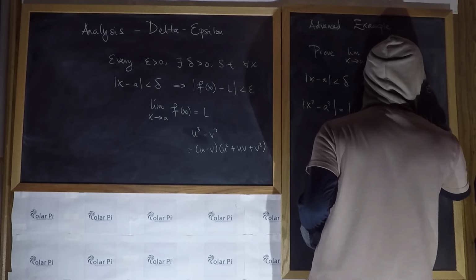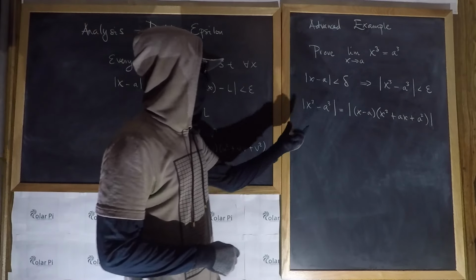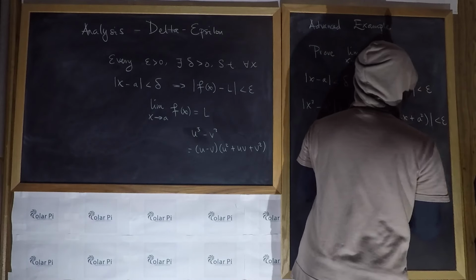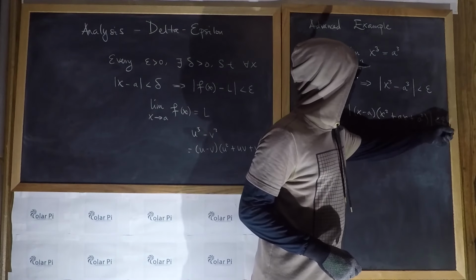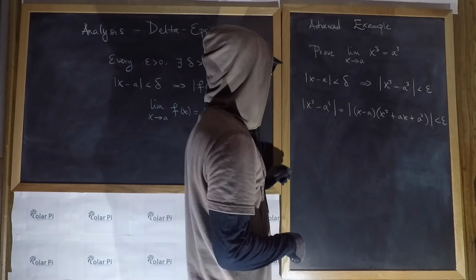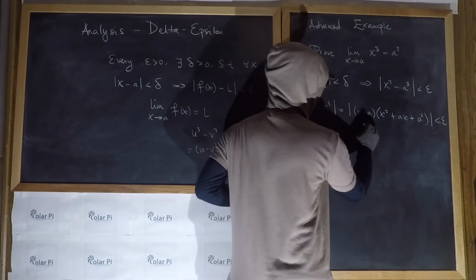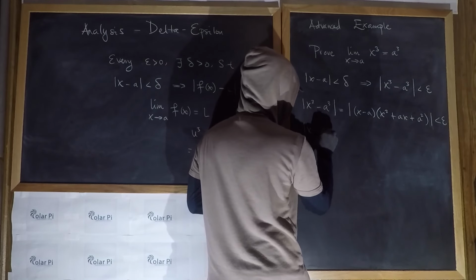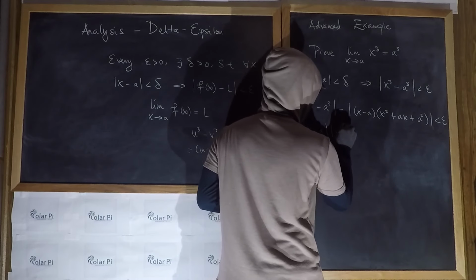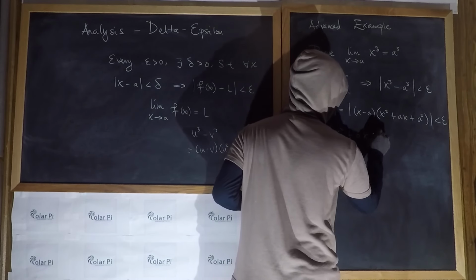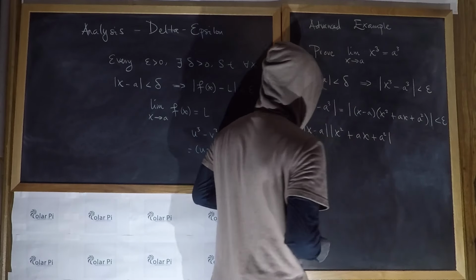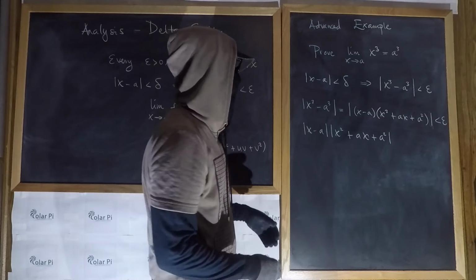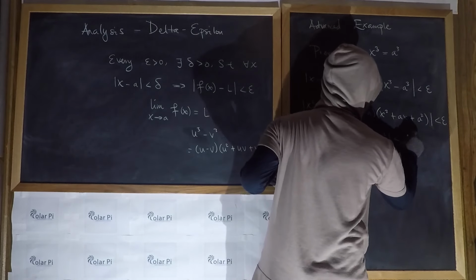Okay. All right. Since we want this to be less than epsilon, let's focus on this part right here. Next we could write that this is the same as the absolute value of x minus a times the absolute value of x squared plus ax plus a squared. This is just absolute value rules. So we'll say that this is less than epsilon.